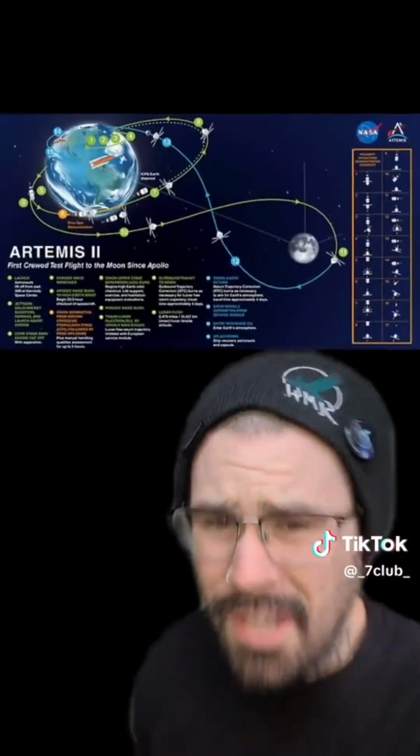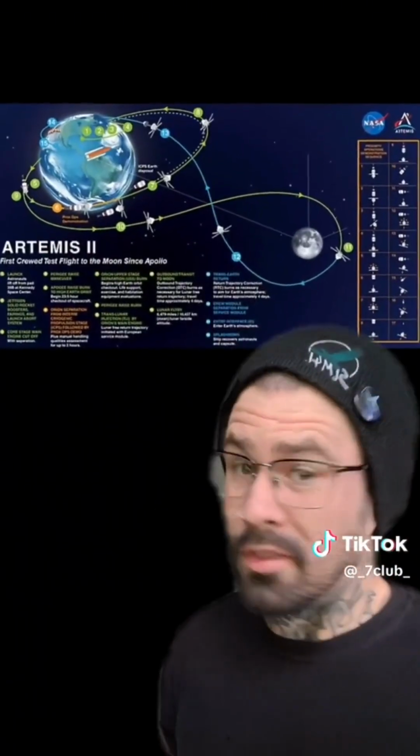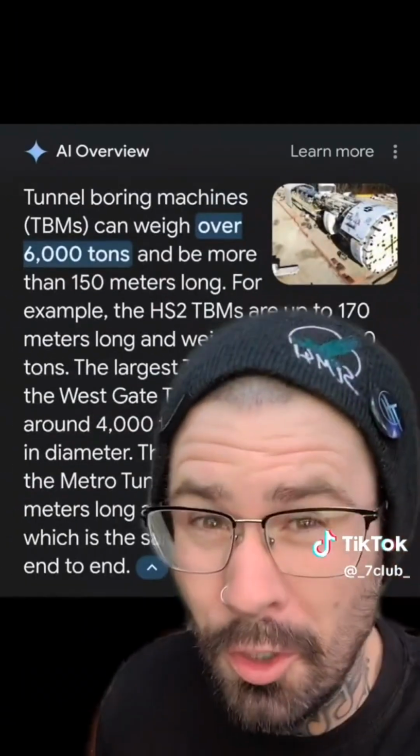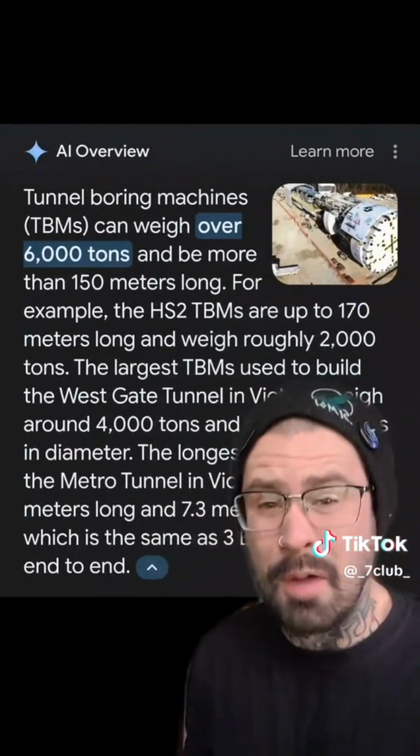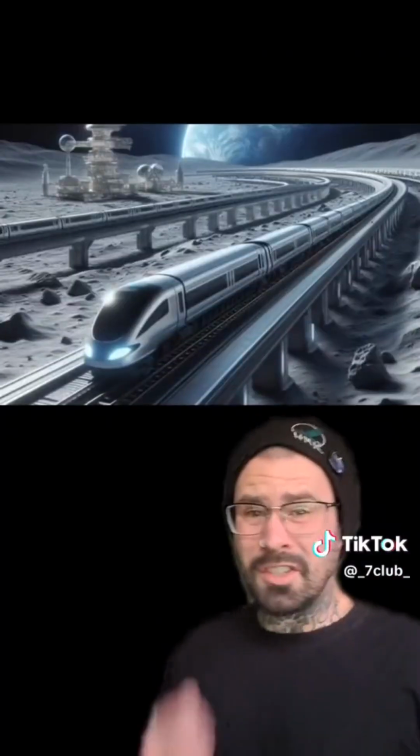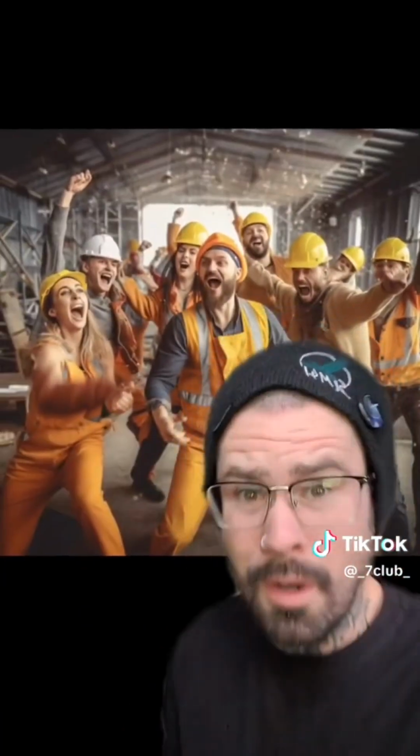But let me get this straight. You can't figure out Artemis 2 and 3 because of safety reasons? You can't figure out how to get a 4-man crew to the moon, but you want an underground railroad system where you would have to send a 6,000-ton boring machine there? Not to mention the rails and the train cars and the size of the crew?